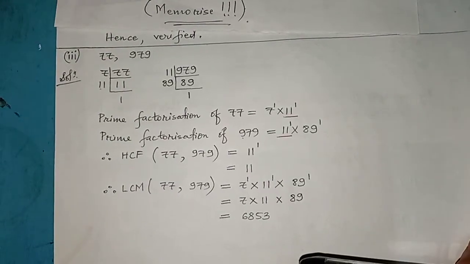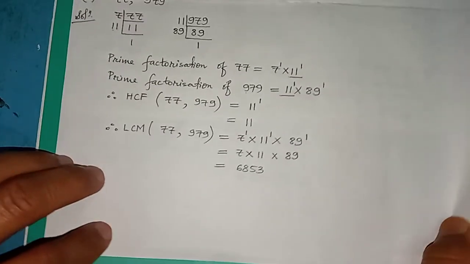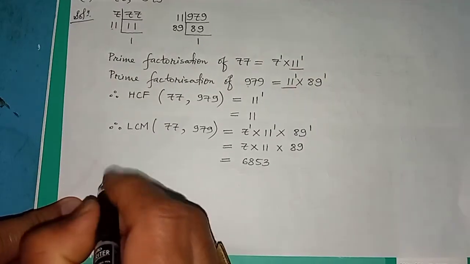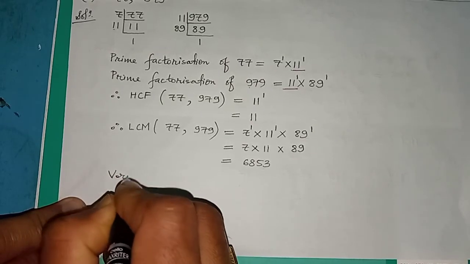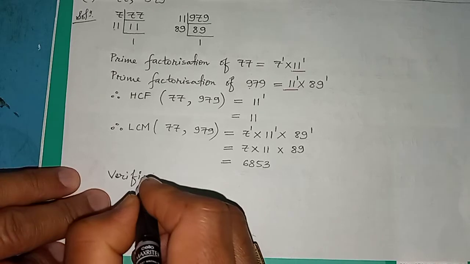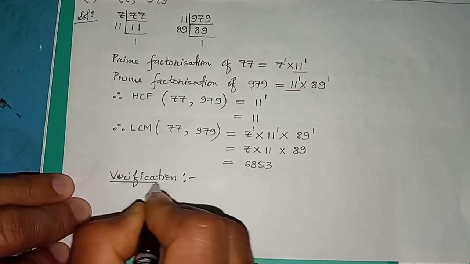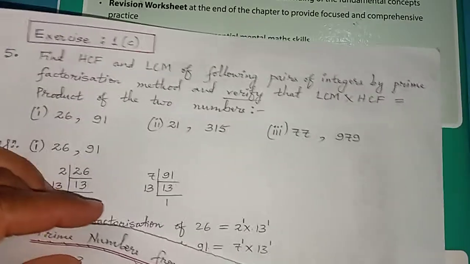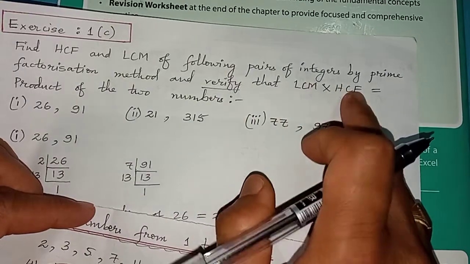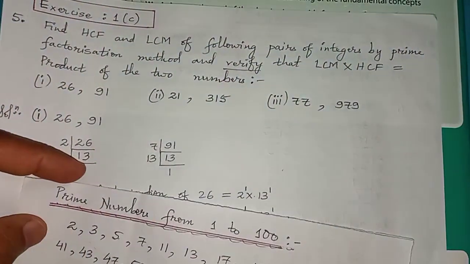So the first part of the question is finished, but we have to do the second part. This is verification. For this question 5 we have to verify also. So let's do the verification. And remember how we have done verification. What we have to verify in this particular question? We have to verify that the product of LCM and HCF of these two given numbers is equal to the product of the two numbers.